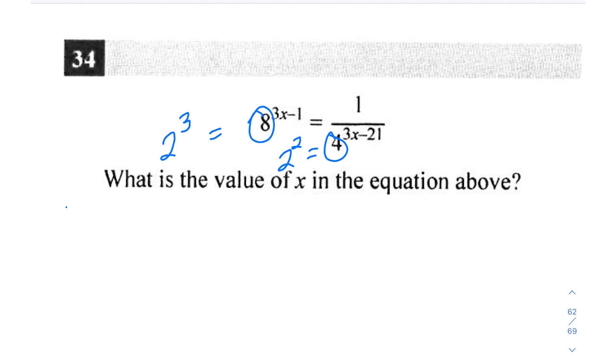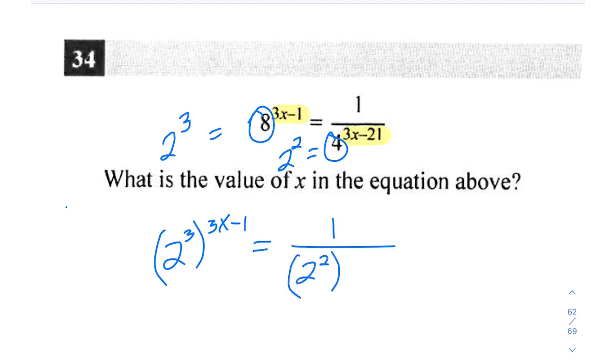And once we do that, I'm going to rewrite this, and I'm going to show you why that's so important to solving these questions where you have variables in your exponents. So first instinct when you see variables in your exponents, make the bases the same. Once we do that, let's go ahead and rewrite this. This would be 2 to the 3rd to the 3x minus 1 equals 1 over, this would be 2 squared to the 3x minus 21.